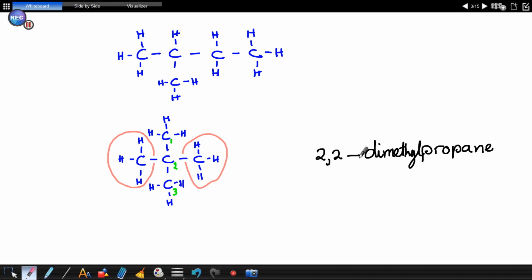So wait. The methyl on the left-hand side is on 2, and the methyl on the right-hand side is on 2. So for each methyl, you must put the number down. You don't say 2-methyl, 2-methylpropane. You shorten it by saying 2,2-dimethylpropane. Do you have to say 2? Yes, it's a safe way to go about it, although there is no other position possible for the methyl groups in this molecule.